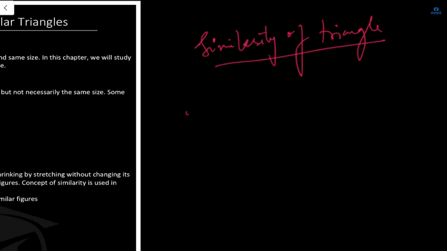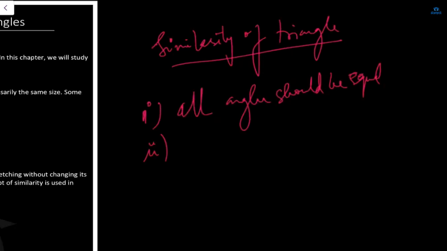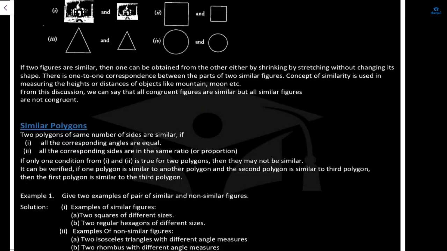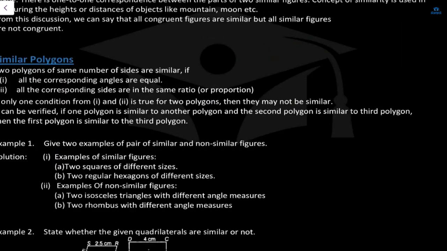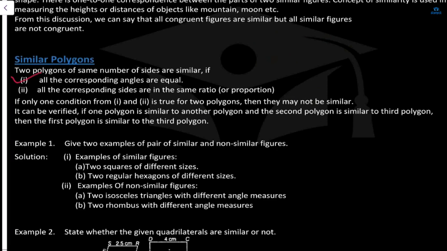There are two main points for a polygon to be similar. The first one, all angles should be equal, and side ratios should be the same. So here I mentioned the points. All the corresponding angles are equal and all the corresponding sides are in the same ratio, or you can say proportion. Then only you can say that the two polygons are similar.